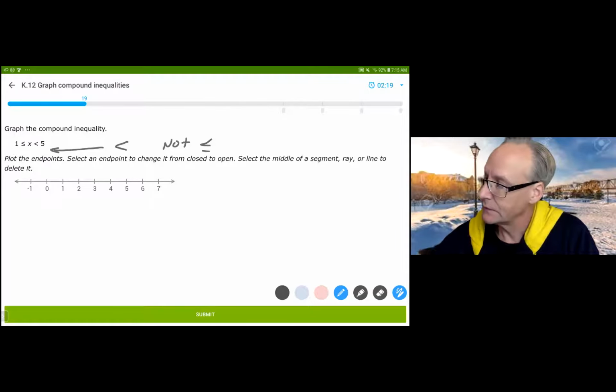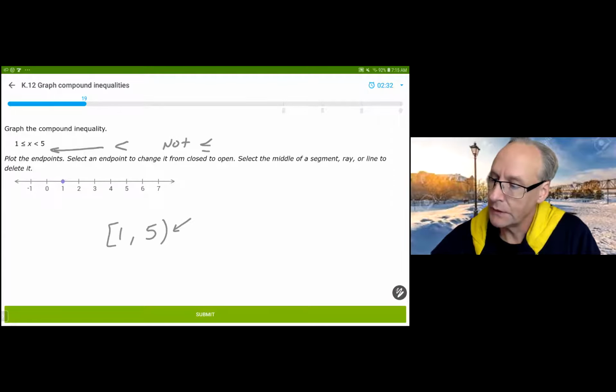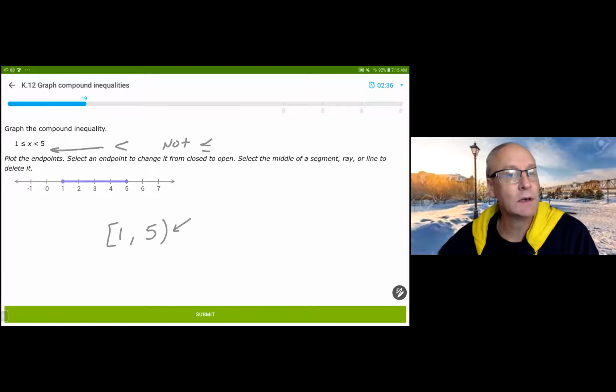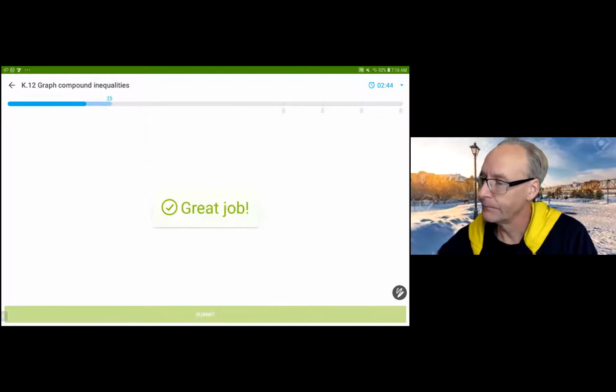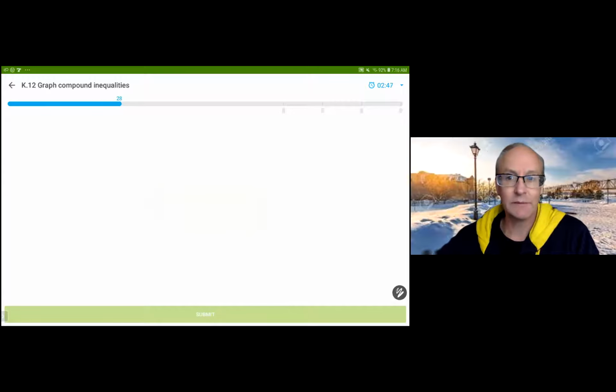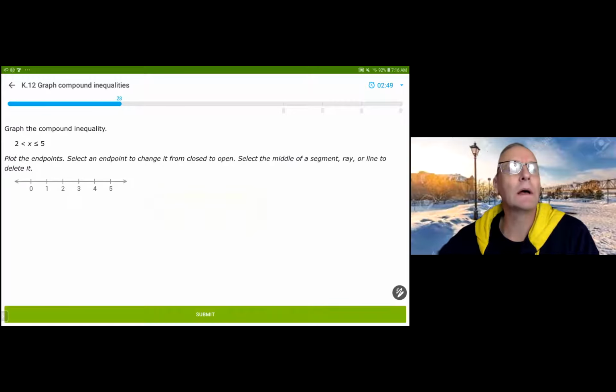Of course, 1 is included, but 5 is not. And the way to say that it's not included is like this. And we'll go ahead and put in the 1, and we'll go to 5, and we're almost done. What's missing is that I do not want to include 5. That's the way we indicate that. I don't want to spend a lot of time on this section, so I'm going to move right along.